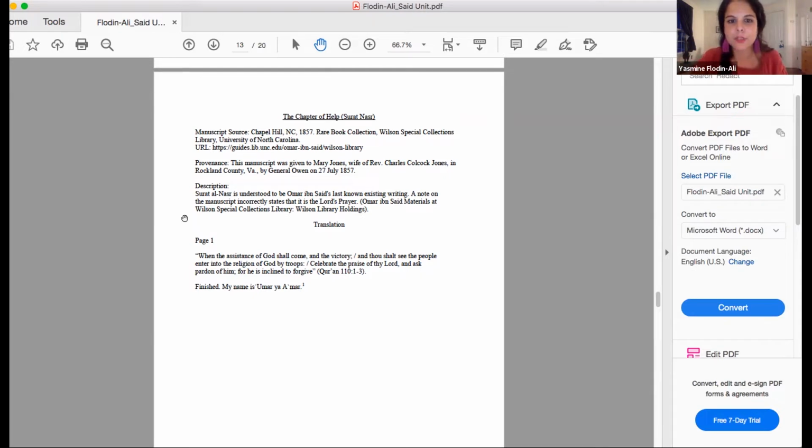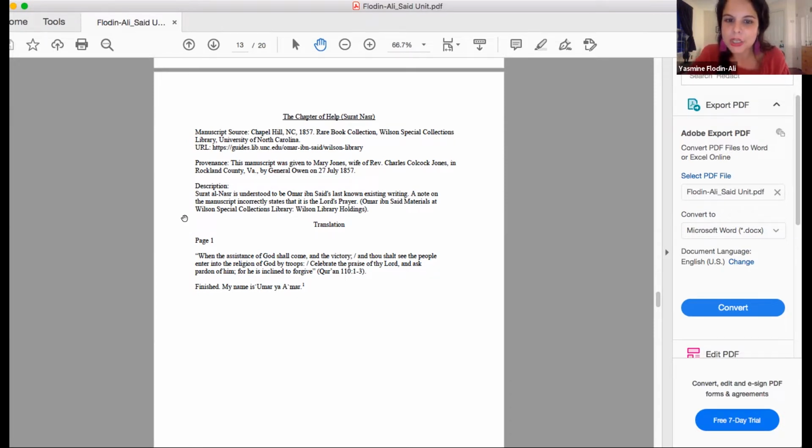And there's a description here. So this is Surat al-Nasr. It's a chapter of the Quran, often translated as the chapter of help. And it's Omar ibn Said's last known existing writing. And really interestingly, a note on the manuscript incorrectly states that it's the Lord's Prayer, which makes us wonder, how did that happen, right? Did Said say that this was the Lord's Prayer? Did they just assume that he was writing biblical verses? Hard to say, but a really interesting question.